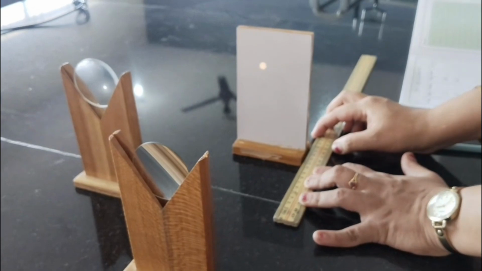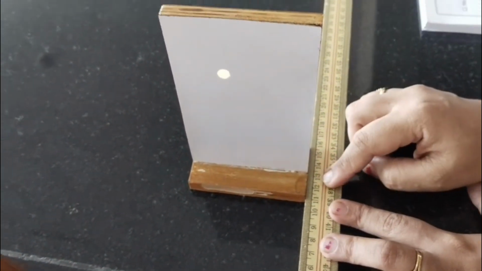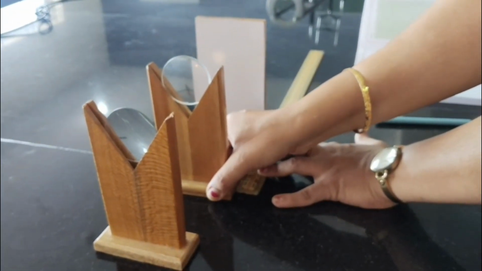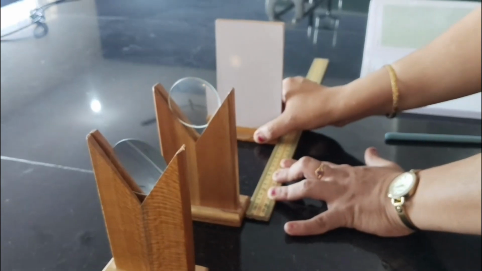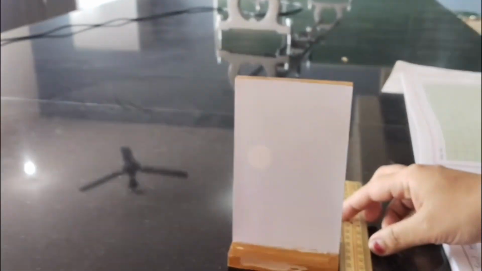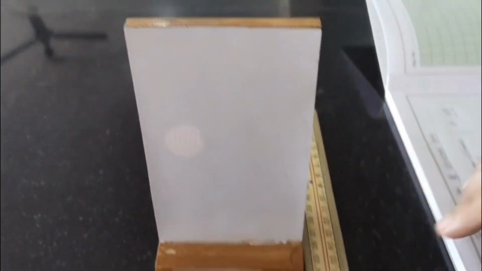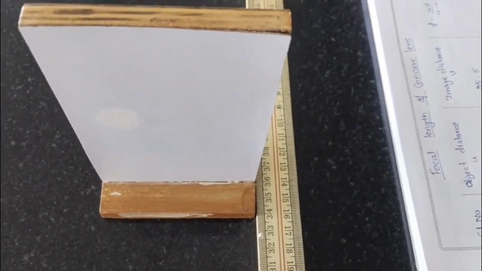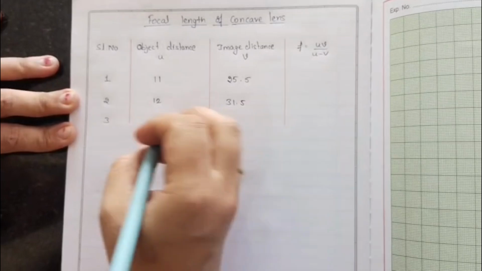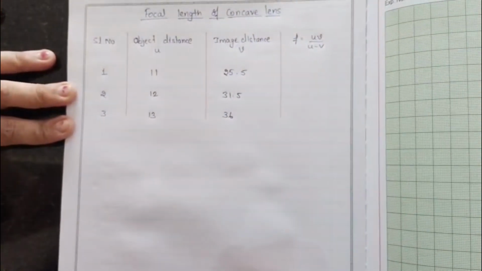Now I am shifting it to 13 centimeter. I am keeping the scale at 13 centimeter. Now again I am bringing the concave lens stand at 0, move back, get the image. So I am getting it at 36. So for 12 I got 31.5. For 13 centimeter I got 36. Now let us calculate f.